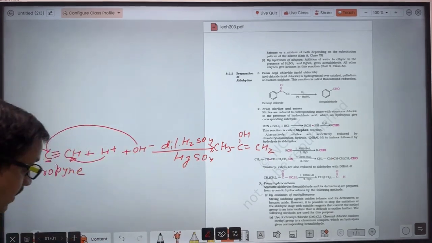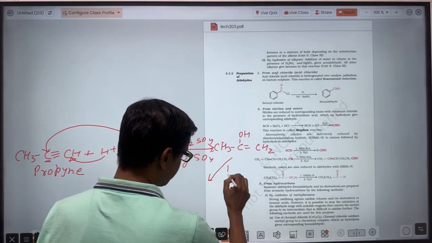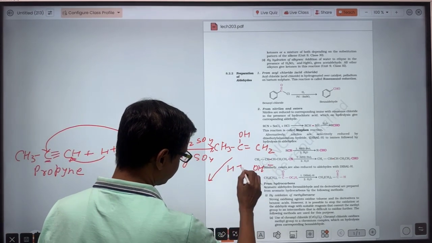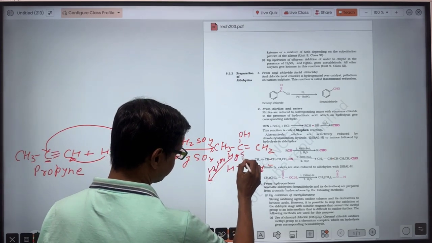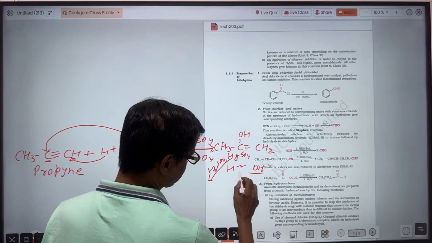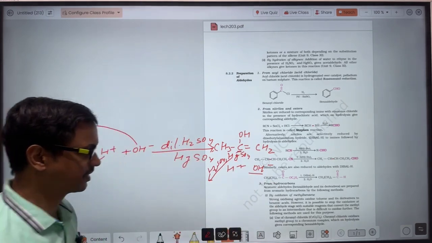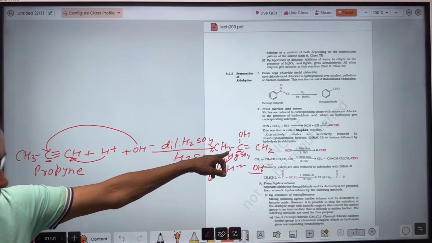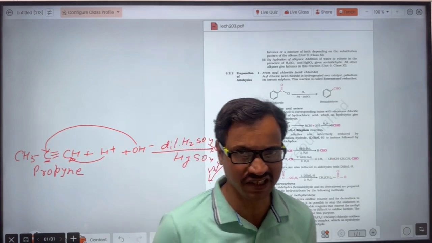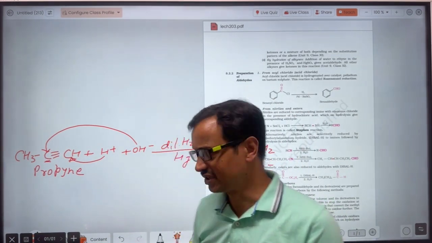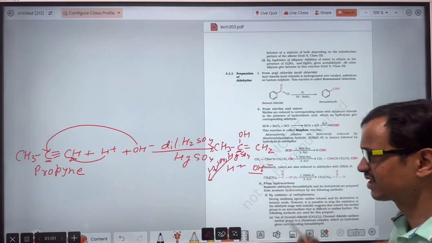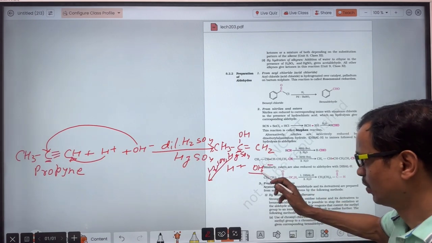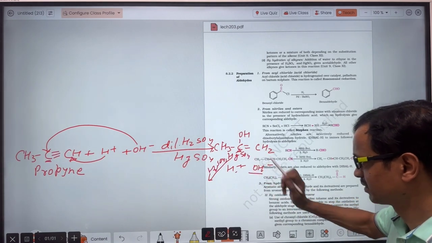Now again, water will react there. That means H plus and OH minus ions are there in presence of H2SO4 and HgSO4. So what happened? Again, this carbon contains 0 hydrogen, because OH is bonded to this carbon, not hydrogen. This carbon contains 0 hydrogen and this carbon contains 2 hydrogen. So obviously OH will go to this carbon and hydrogen to this carbon.